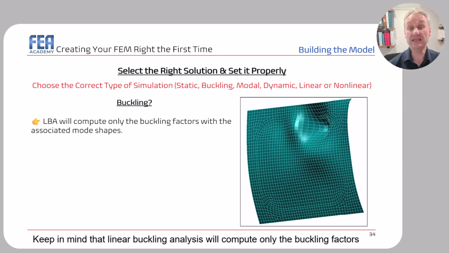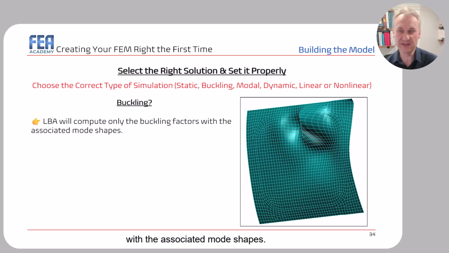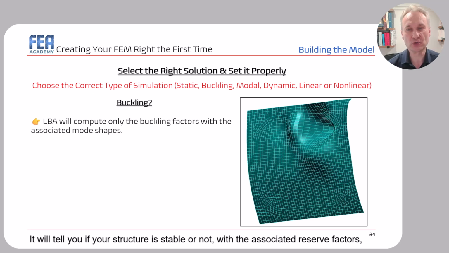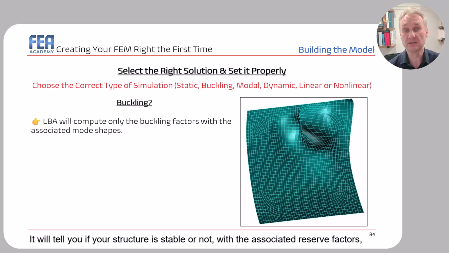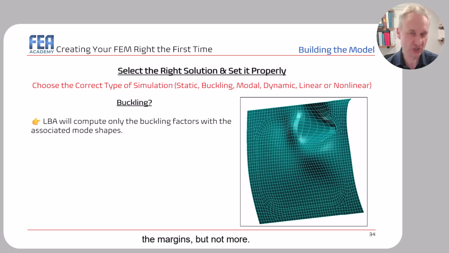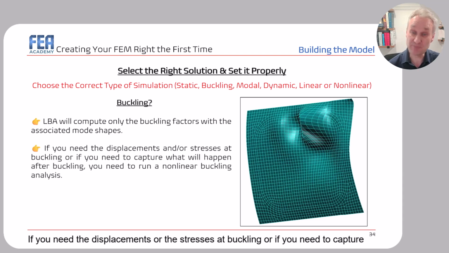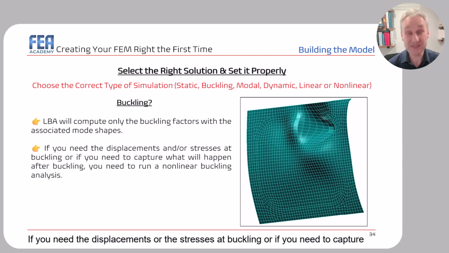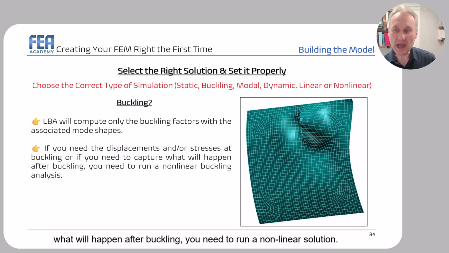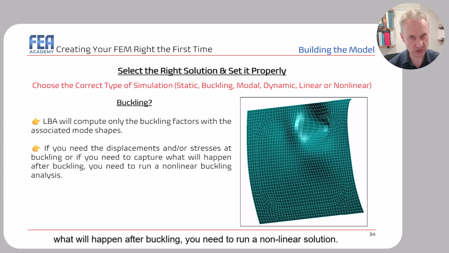Keep in mind that linear buckling analysis will compute only the buckling factors with the associated mode shapes. It will tell you if your structure is stable or not with the associated reserve factors, the margins, but not more. If you need the displacements or the stresses at buckling, or if you need to capture what will happen after buckling, you need to run a nonlinear solution.